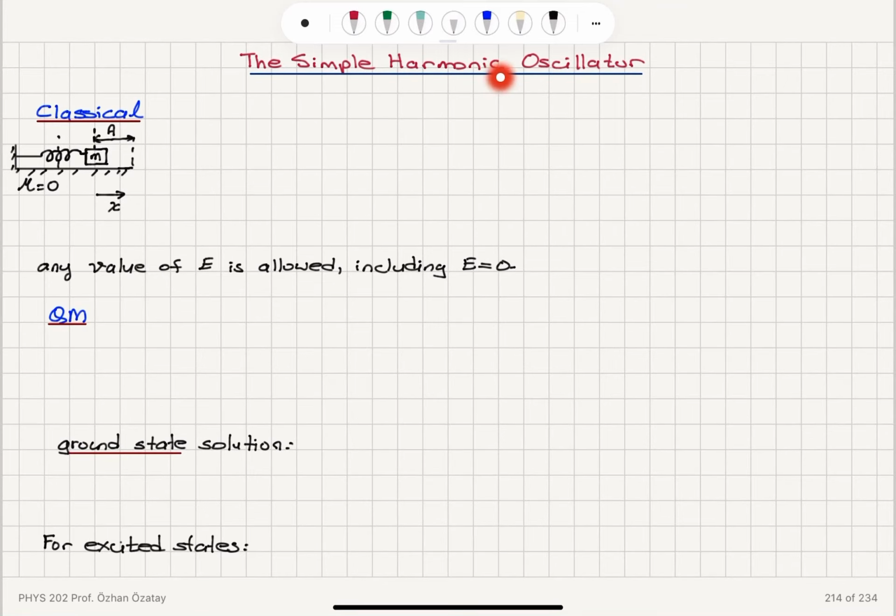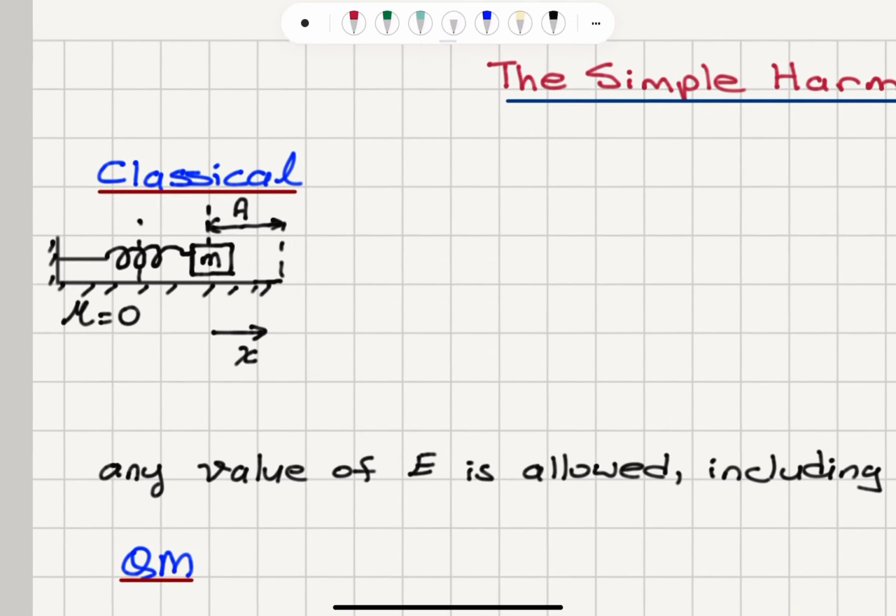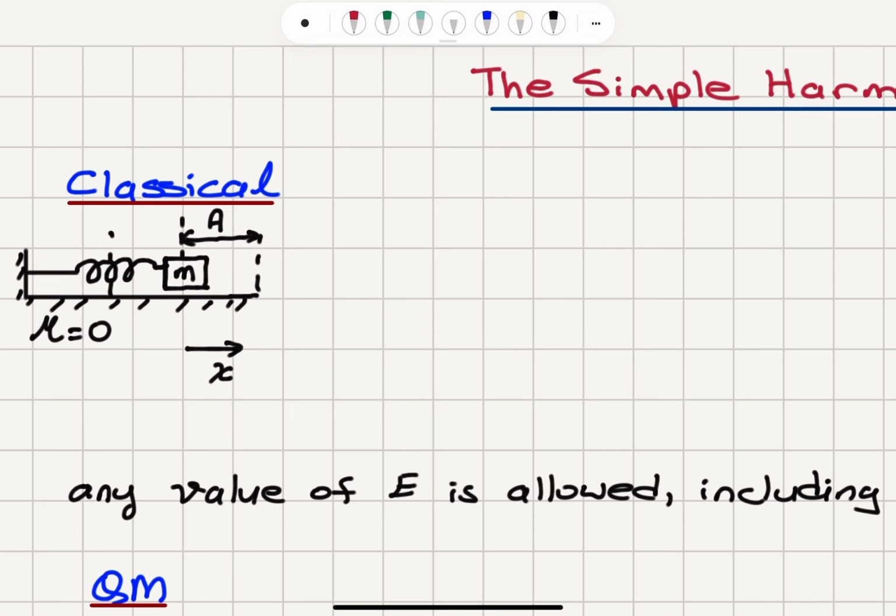The simple harmonic oscillator. First, we will remember this problem from a classical point of view. Here we have a block with mass m that is attached to a spring, and it performs simple harmonic oscillations with amplitude a. x is the distance from the equilibrium position of the block, and there is no friction between the block and the surface.